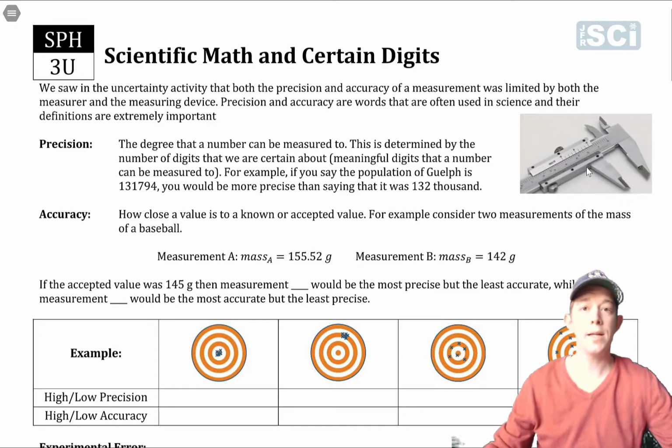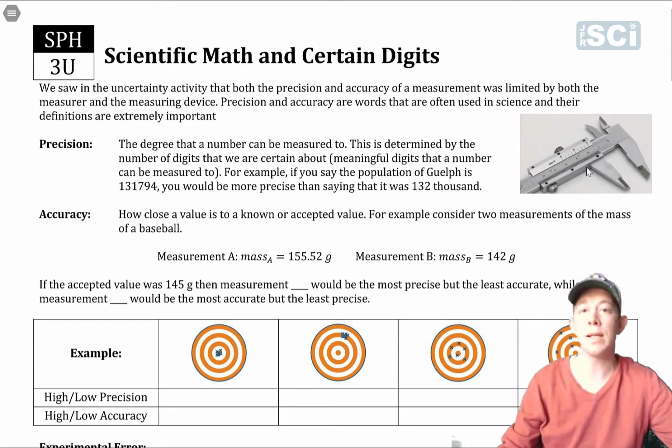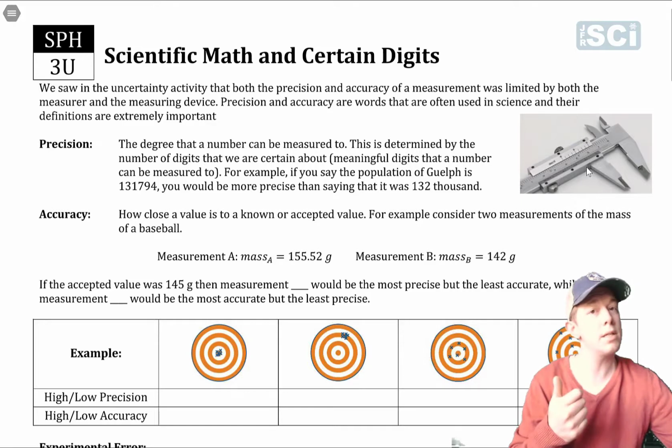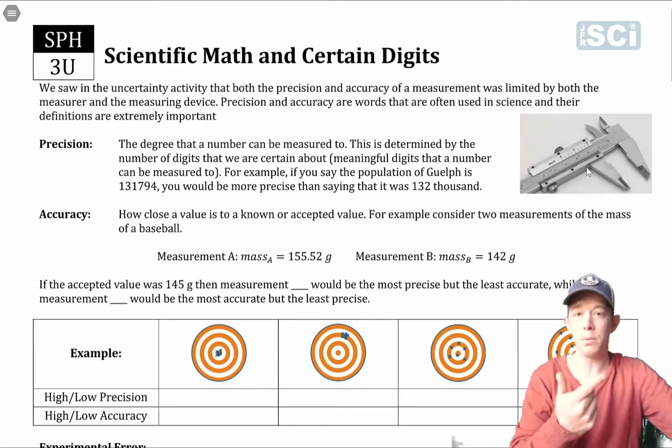Hey Royals, in today's lesson we're going to look at some scientific math. So it's not math necessarily to our physics course, but more importantly, math that you would use in any of our science courses at John F. Ross. Okay, so one of the things we're going to talk about is accuracy versus precision in a lab setting.